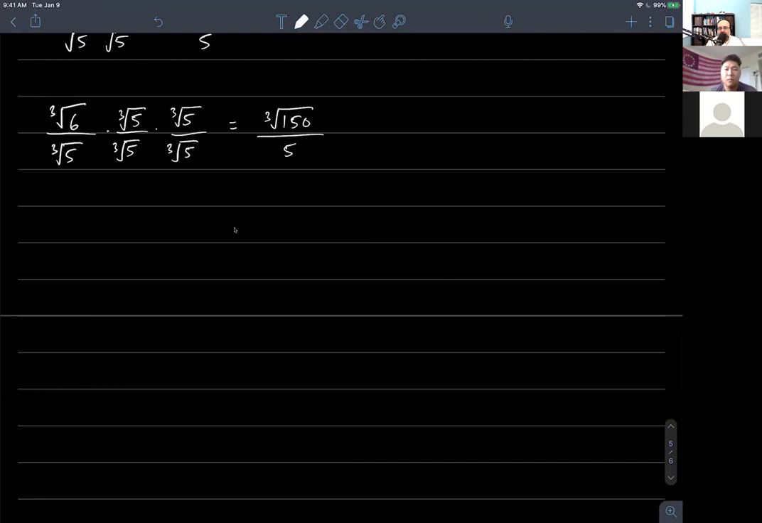Are we okay with it? Yes. So this actually is done. You can't do anything else with this. This problem is over at that stage. Because if you look at your list of cubes, the highest cube that's less than 150 is 125. It's not a factor. Then you go down to 64. That's not a factor. Then you go down to 27. That's not a factor either. Then you go down to 8, and that's not a factor either. So this is it. There's nothing else you can do.